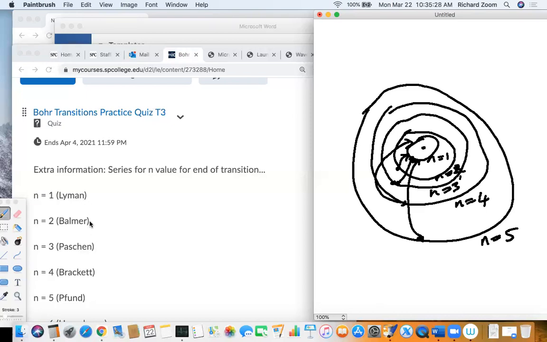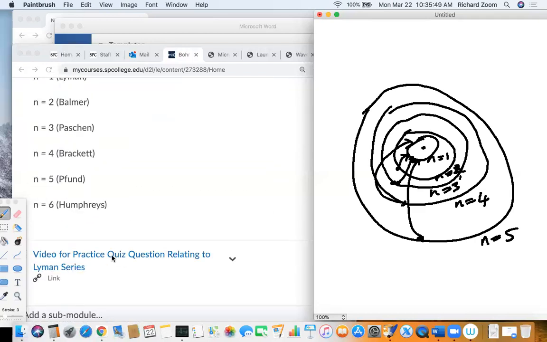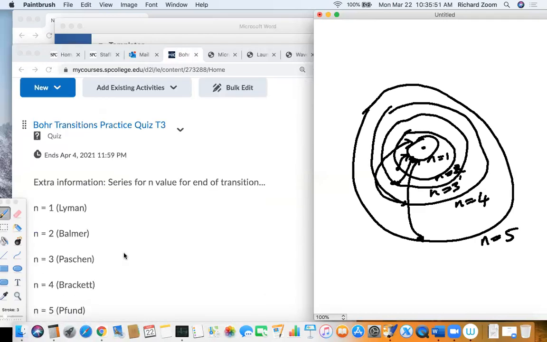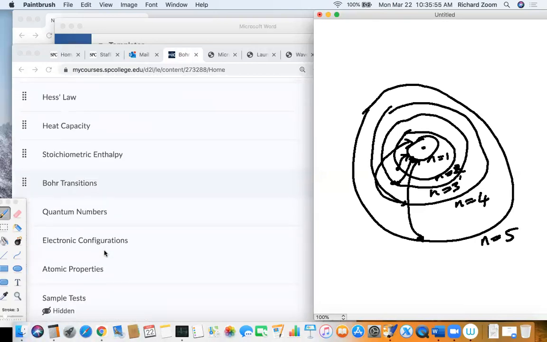So n equals 1 is Lyman, n equals 2 is Balmer, n equals 3 is Paschen, n equals 4 is Brackett, and n equals 5 is Pfund. These are named after the people who actually came up with these series or initially saw them. Does anybody have any questions? Like I said, watch the video here. That will help as well. So that's extra credit, as I had already mentioned.